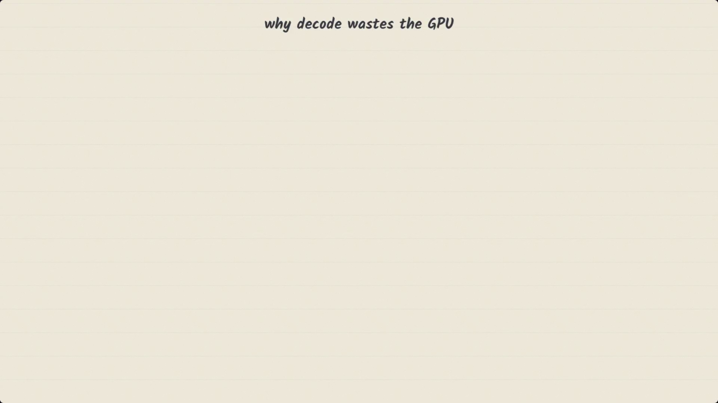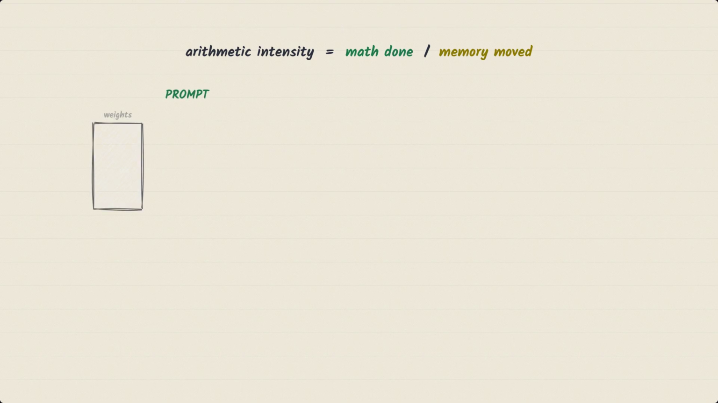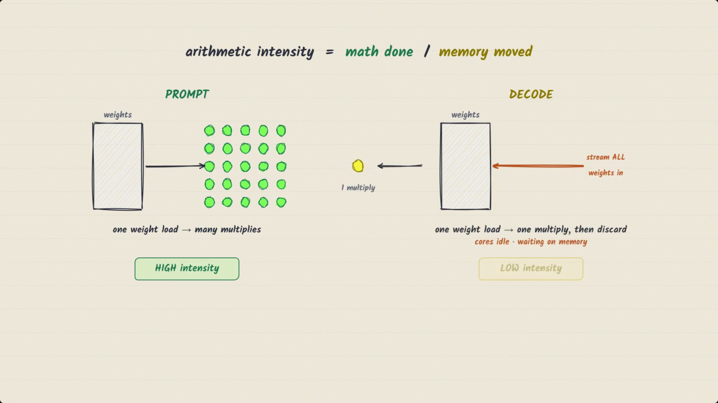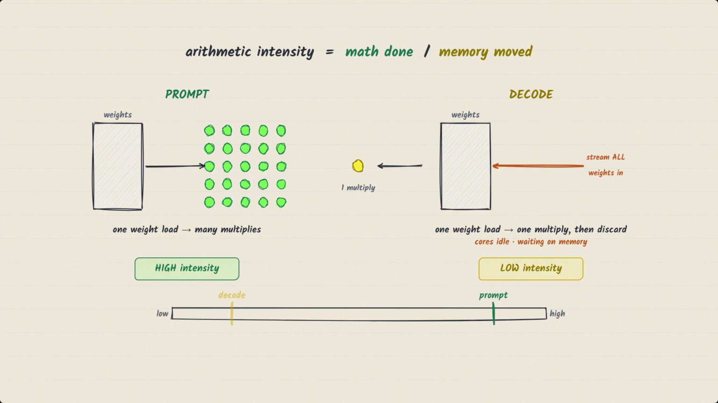It's worth seeing why that decode phase wastes the GPU. Arithmetic intensity is the ratio of math to memory traffic. In the prompt phase, you multiply big matrices, reusing each loaded weight across many tokens. High intensity, the GPU's happy place. In decode, you process a single token at a time, so you stream the entire model's weights in from memory just to do one skinny multiply, then throw them away. Almost no math per byte moved. The GPU's thousands of cores sit idle waiting on memory. Serving lives in this low-intensity regime, which is exactly why memory, not flops, is the thing to optimize.